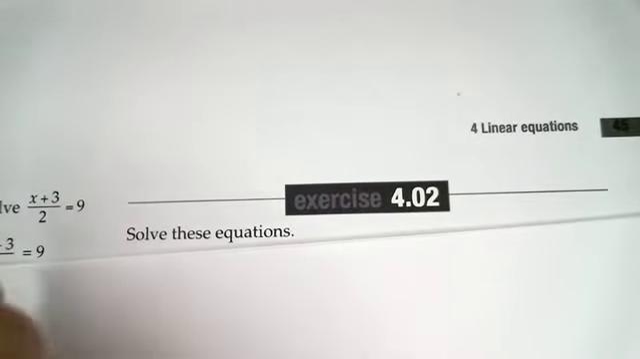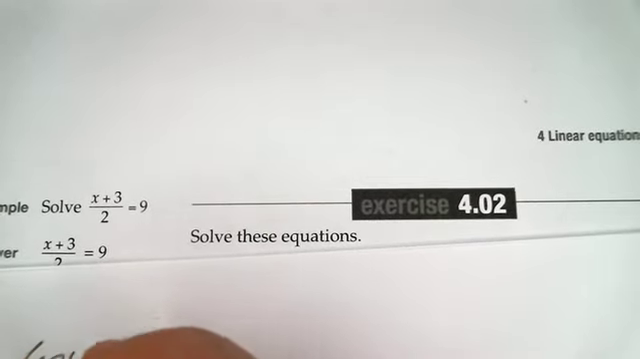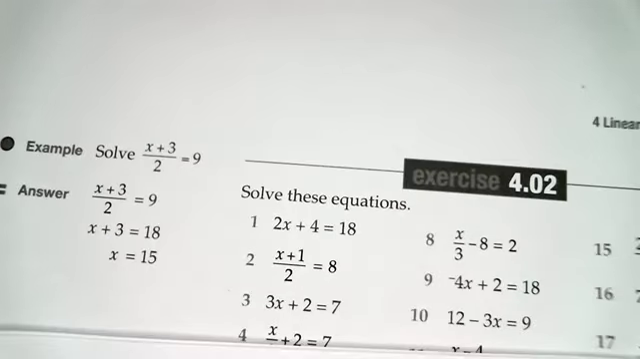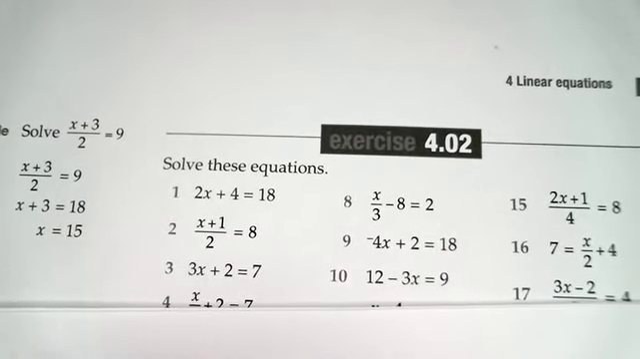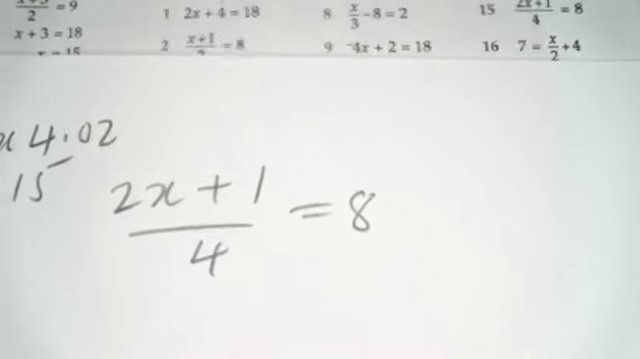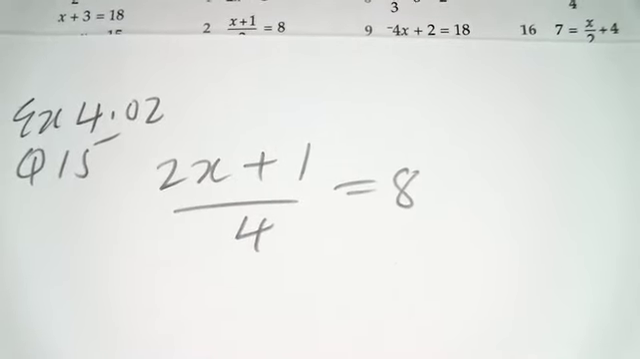I'll write this out. It's exercise 4.02, question 15. And the question reads, (2x + 1)/4 = 8. Now, there's a bunch of ways we can approach this, and it's quite useful to have more than one way, because the more ways you can solve something, the better your understanding of it. We saw that when we did the patterns in class, didn't we? Different people would come up with different approaches to solving the pattern. So let's have a look at this.